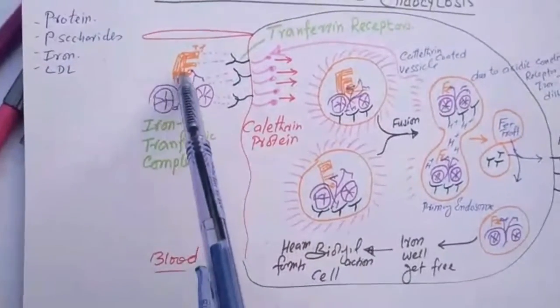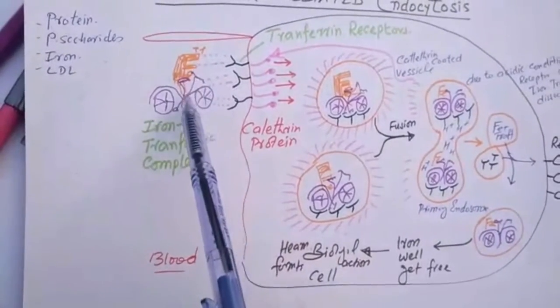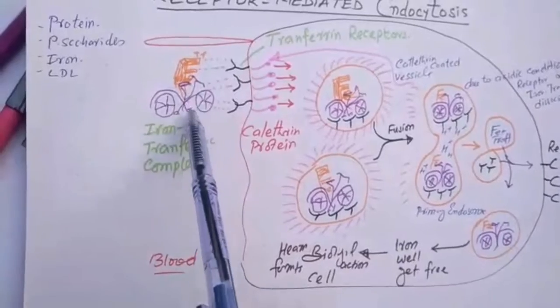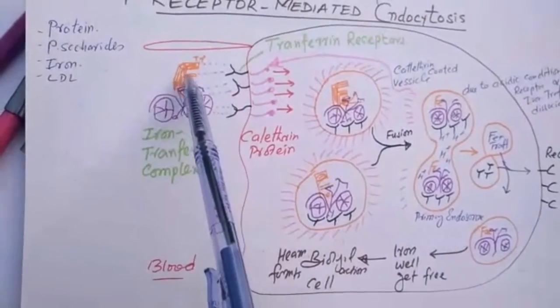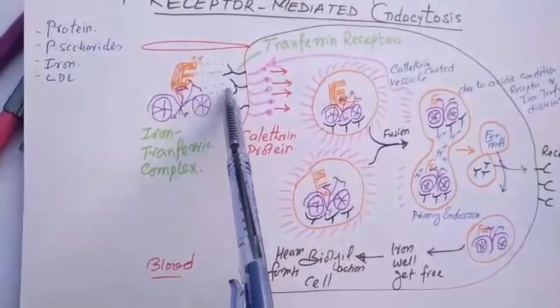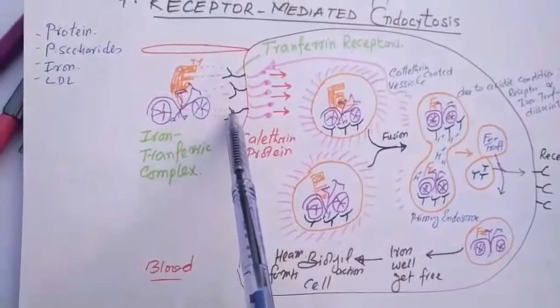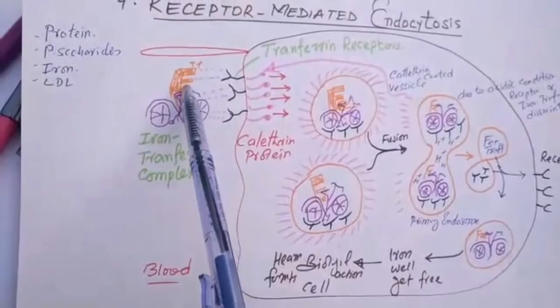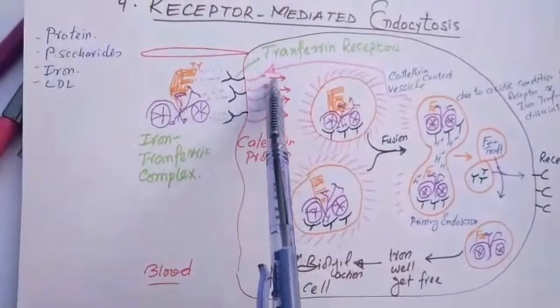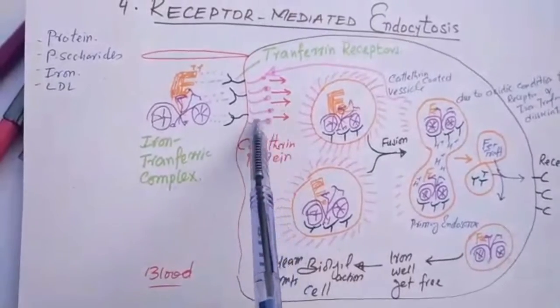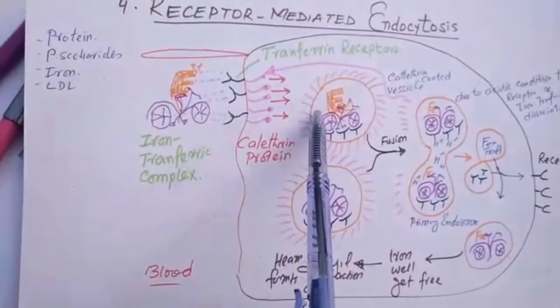For example, this is iron. Iron binds with ferritin protein in the blood. This is the iron ferritin complex. This iron ferritin complex then binds with the ferritin receptor. Once this complex is bound with this ferritin receptor, the clathrin protein pulls this area toward the cytosol.